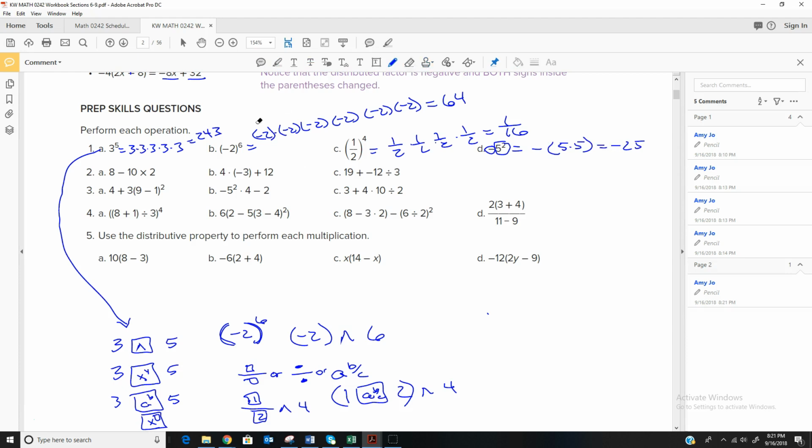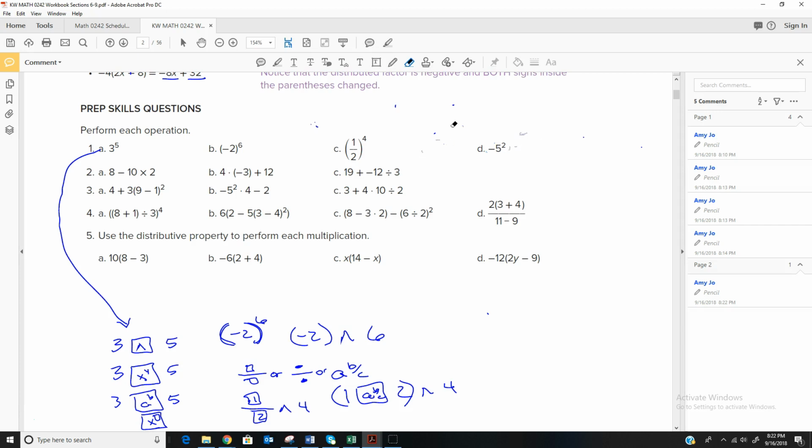All right, I'm going to clean this up a little bit just because these are kind of squished together. Okay, so let's look at these other problems here. Boy, they really squish these together. Let me pause for a minute and get this cleaned up and then I'll continue.